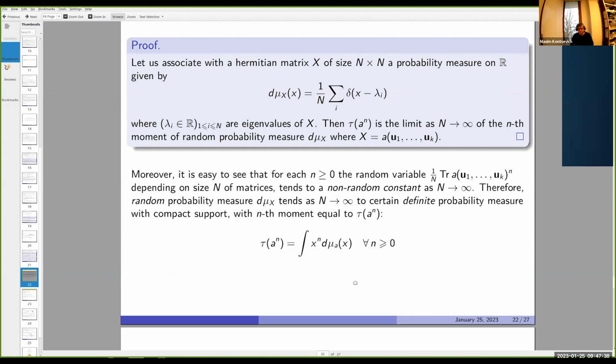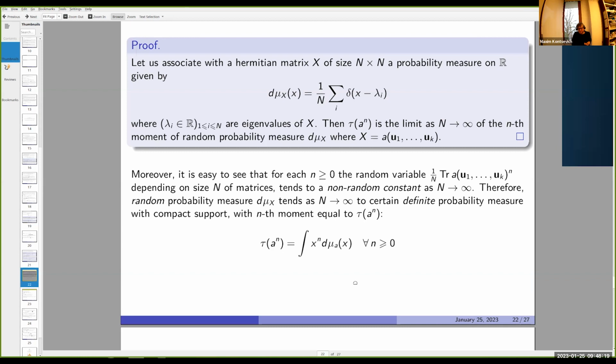But in fact, when n goes to infinity, you lose randomness. The story is that if you consider any expression in my variables, maybe a self-adjoint expression, take the trace of it and divide by n, you get a random real or complex variable, real for a self-adjoint expression. And the claim is that when n goes to infinity, it goes to a non-random constant.